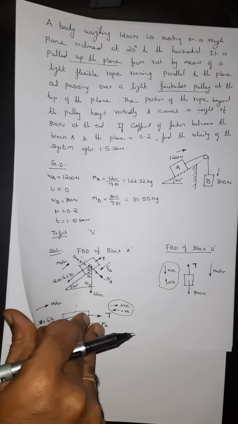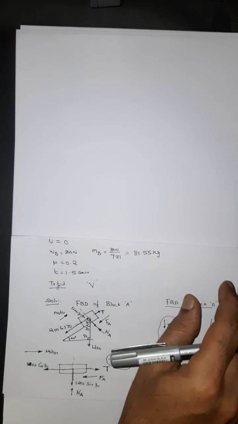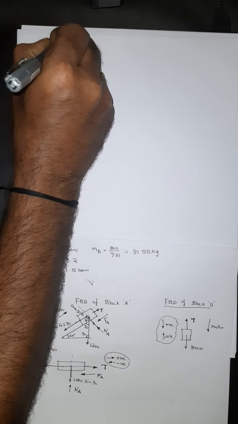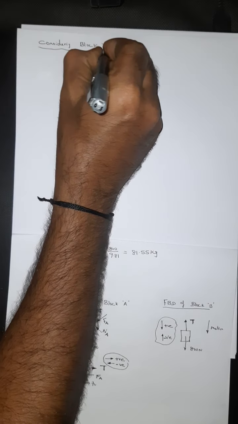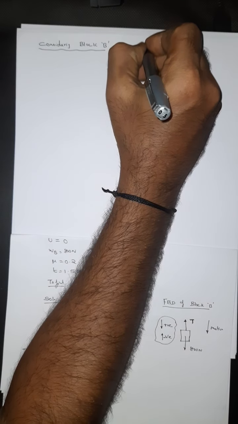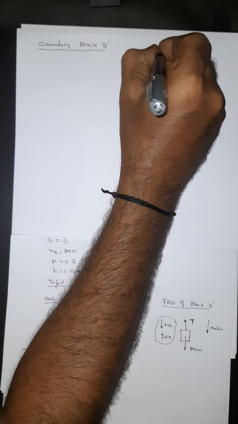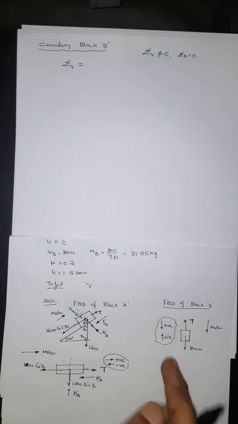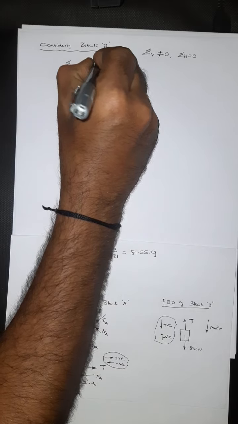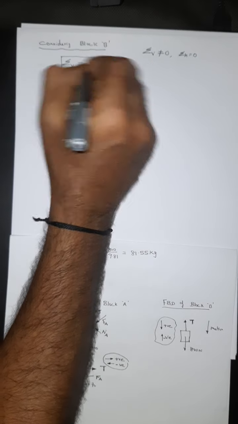Right. So let us resolve the forces. Before that, which one to be considered first? Where to start? Here the unknown is T as far as B is concerned, so let me start from there. Considering block B first. Here the motion is vertically downwards, so summation V is not equal to 0, and summation H is equal to 0, as there are no horizontal forces. So let me resolve the vertical forces. Summation V is equal to, downward is positive, so 800 minus T. So equation number 1.